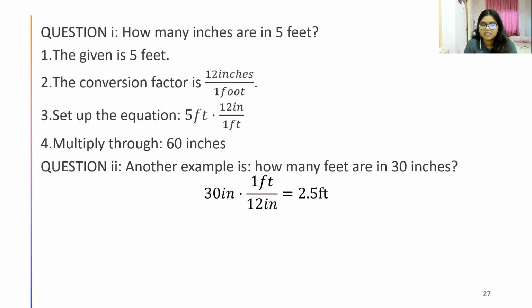Second question, another example is how many feet are in 30 inches? So the same formula applies here, but now the conversion factor is 1 foot divided by 12 inches. So that the inches can cancel out each other and then we get 2.5 feet.